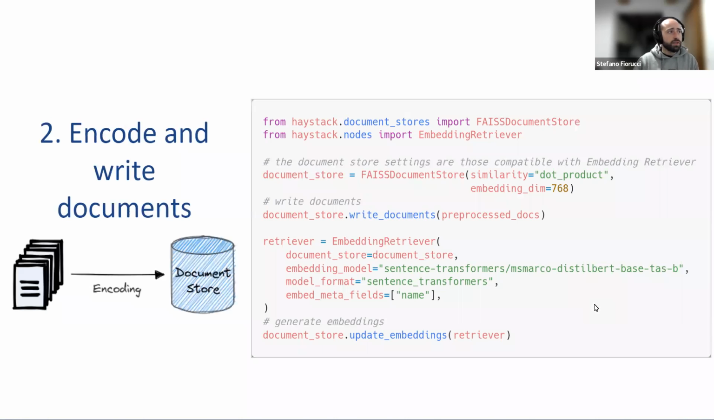The second step is about encoding and writing documents in the document store. So we initialize a document store, a FAISS document store. So it is based on the Meta Research FAISS library. It is a library for storing and efficiently retrieving vectors. And so we initialize this document store, then we write the textual documents in the document store.